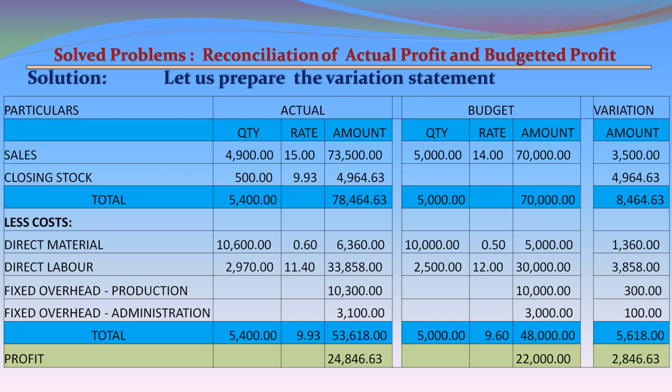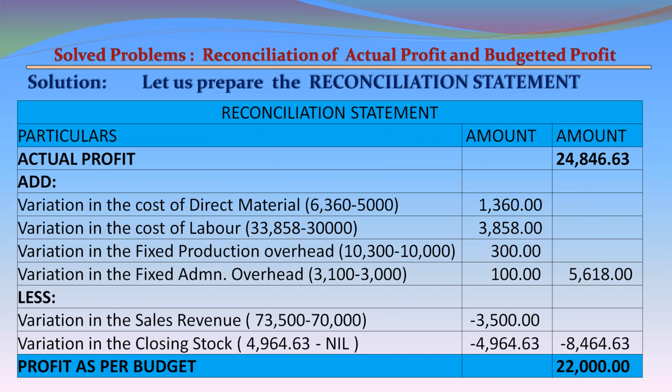Fixed overhead production as per actual is 10,300. As per budget it is 10,000. The variation is 10,300 minus 10,000, 300. Fixed overhead administration as per actual is 3,100. As per budget it is 3,000. Variation is 100. Total variation in the revenue is 8,464.63. Total variation in the costs is 5,618. Total variation in the profit: 24,846.63 as per actual, 22,000 as per budget, and the variation is 2,846.63. Let us prepare the reconciliation statement.